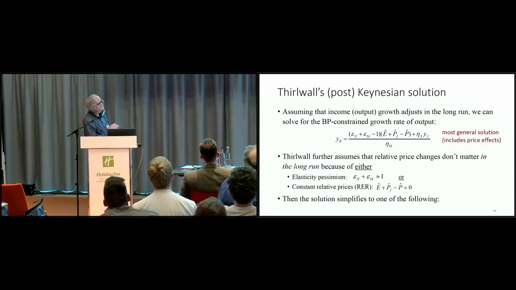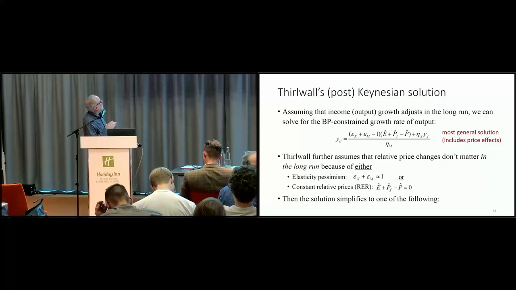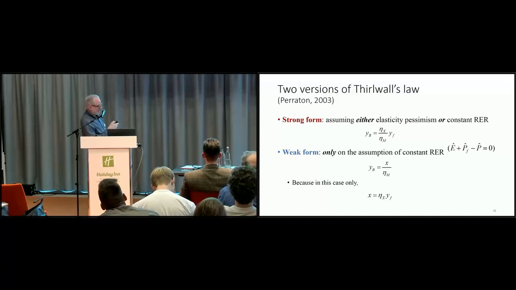So you can either assume elasticity pessimism, which means that the price elasticities are no more than about one summed together. These are, by the way, absolute values, so they're defined as positive, in which case that term is zero, or else there's no change in the real exchange rate in the long run, and so then this term is zero. And if either of those terms is zero, it simplifies to this expression, which is one version of Thirlwall's law.